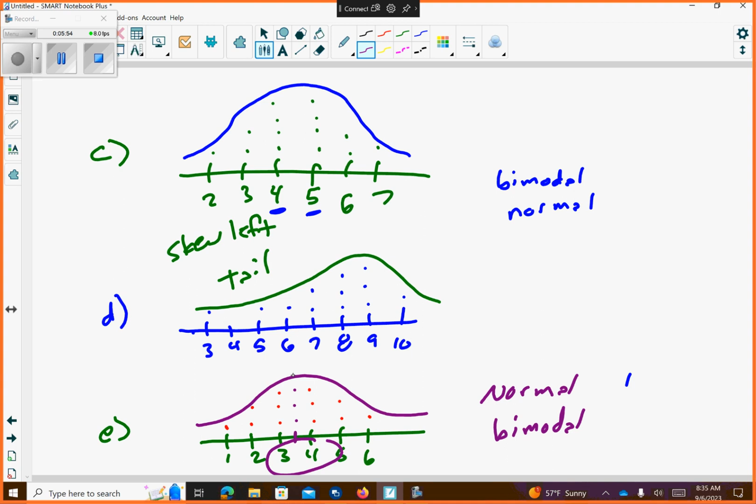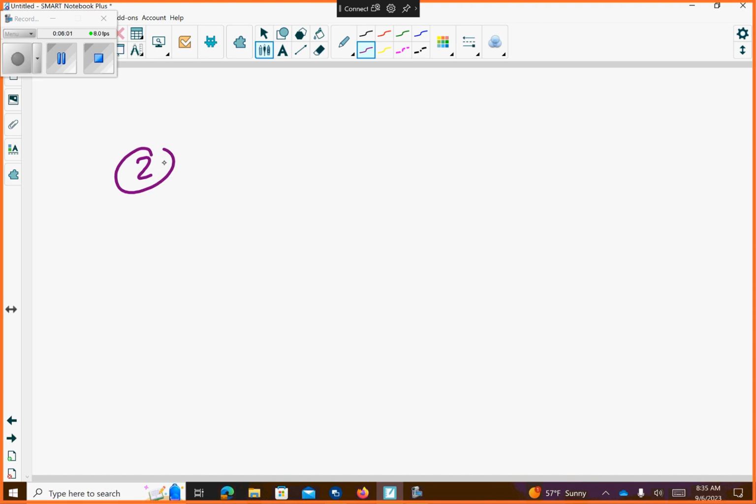Number 2 says create a data set or dot plot that demonstrates bimodal distribution. Okay, so this could be bimodal.